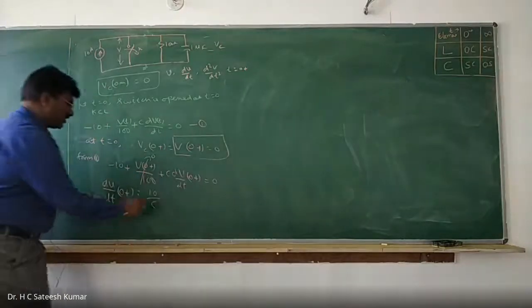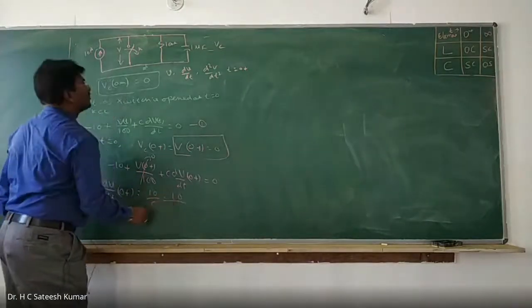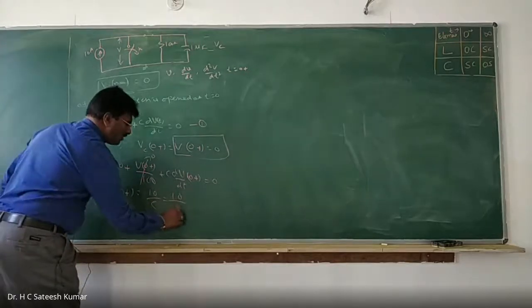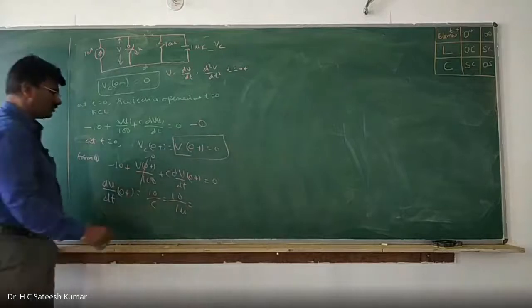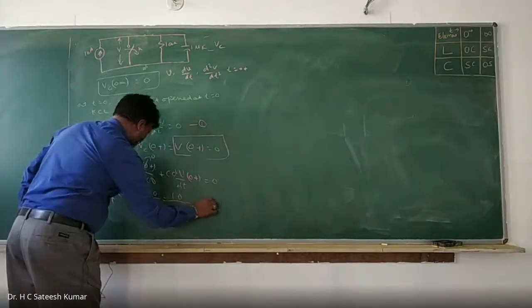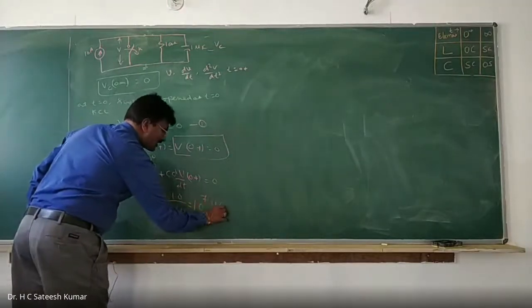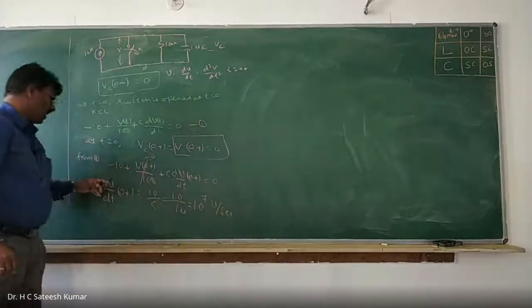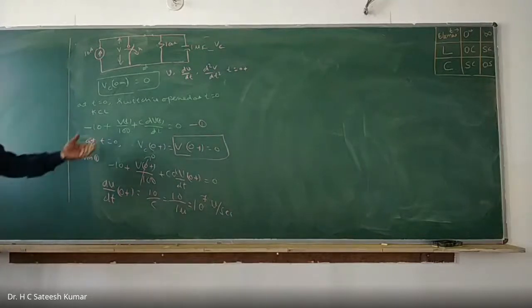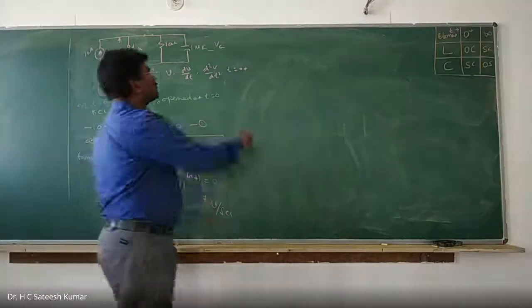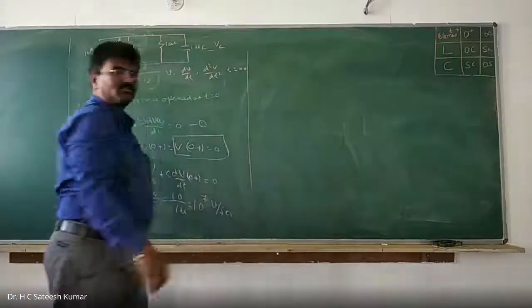Which is nothing but 10 divided by C. How much is C? 1 micro, 10 to the power of minus 6. When it goes to the numerator, 10 to the power of 6 into 10, it is 10 to the power of 7. 10 to the power of 7 volts per second. See that? di/dt means amps per second, and this is nothing but volts per second. 10 to the power of 7 volts per second. That will fetch you 3 plus 3, 6 marks, or 7 marks you will get.